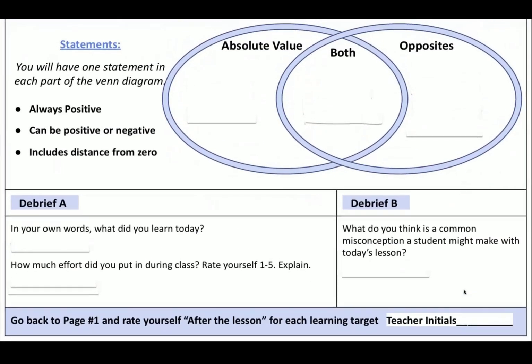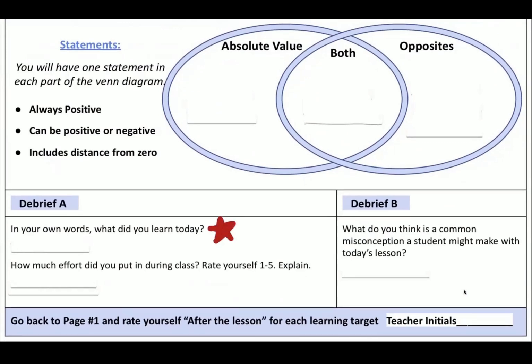But remember, don't forget to fill out our debrief. So in your own words, what did you learn today? Rate yourself 1 through 5. How much effort did you put in during class? 1 is the lowest, 5 is the highest. What do you think is a common misconception or a common mistake students might make when working on today's topic?